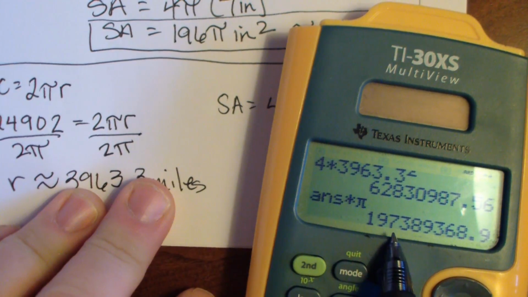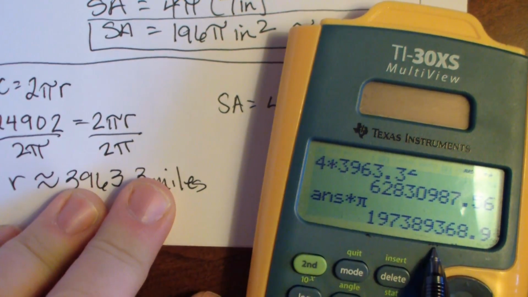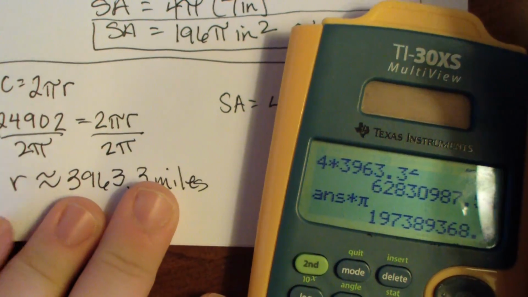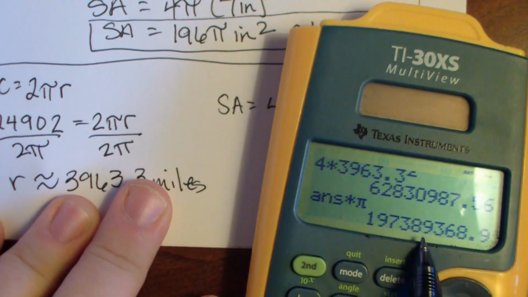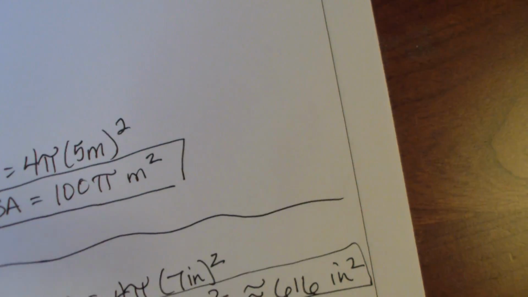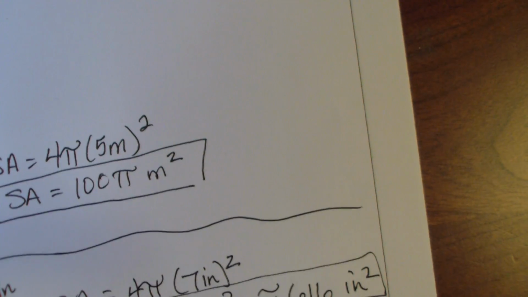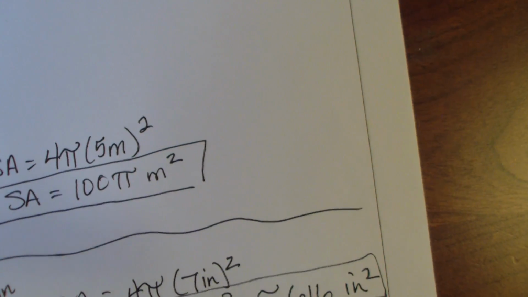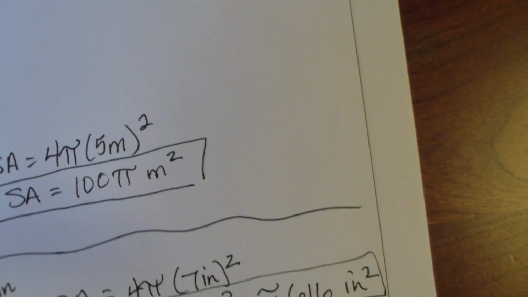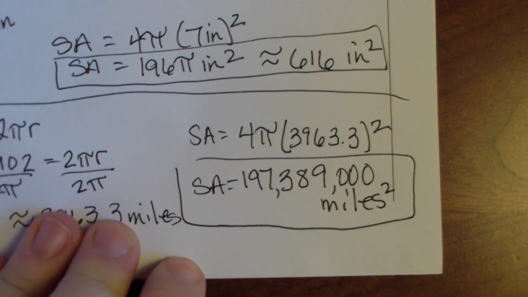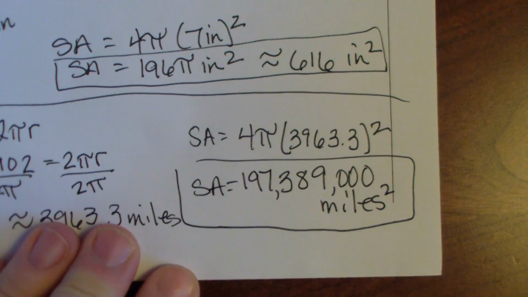So we get 197,389,368.9. We want to round it to the nearest thousand, so it's going to be 197,389,000 to the nearest square mile. All right, so our surface area is approximately 197,389,000 square miles.